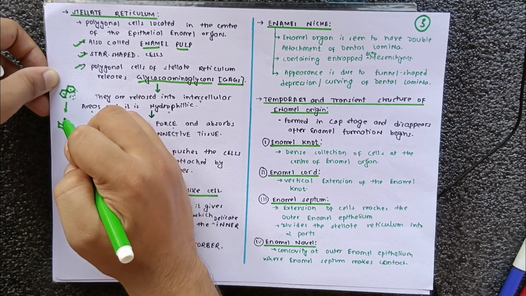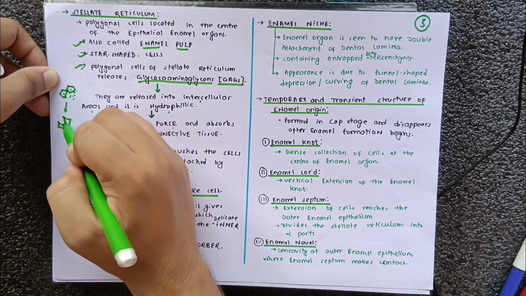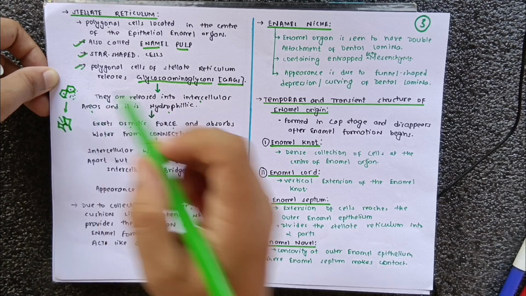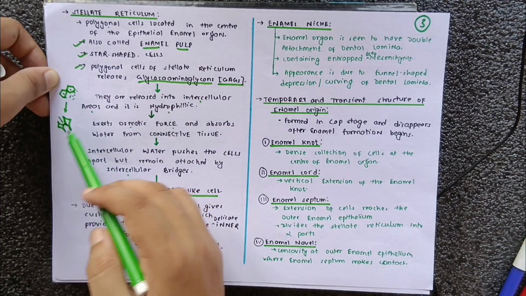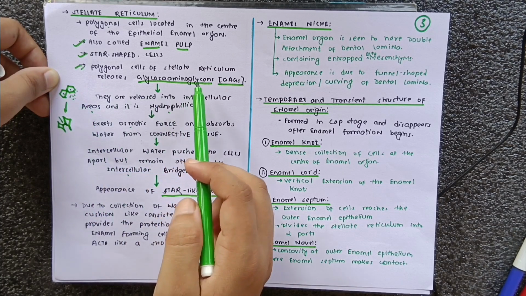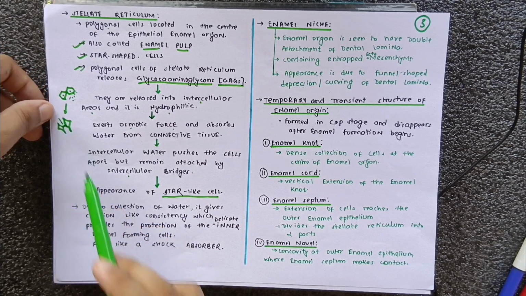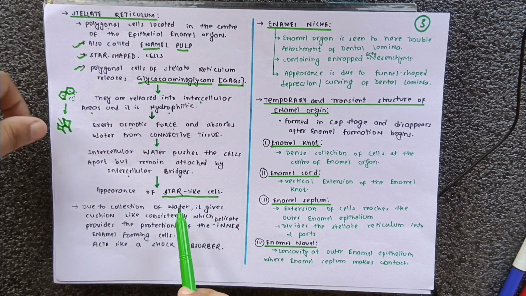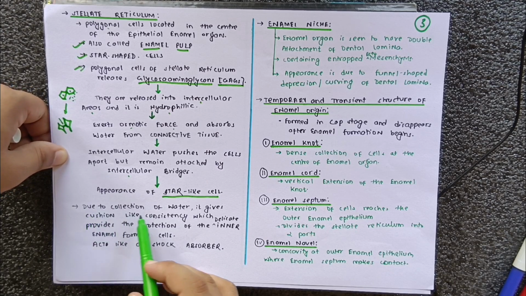It will be like this. It is connecting here, it is compressed here, and being connected at this junction, that is the intercellular bridge, it appears star-shaped. But it was polygonal earlier. This is due to the glycosaminoglycans released from those polygonal cells. Those types of star-like cells are called stellate reticulum cells.